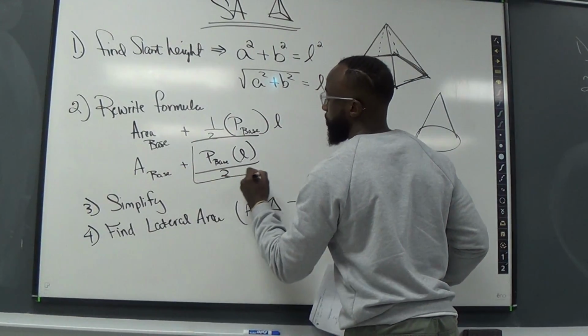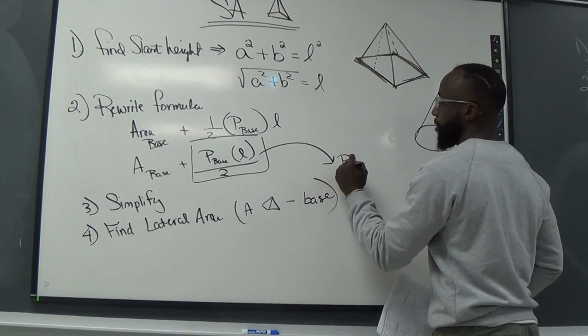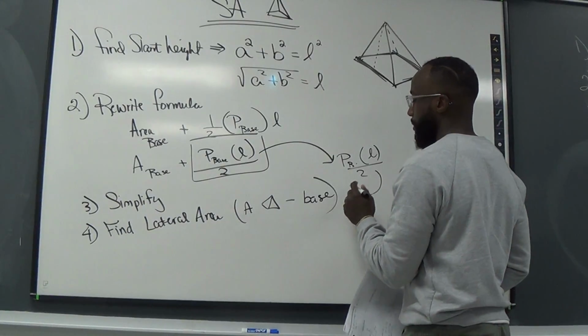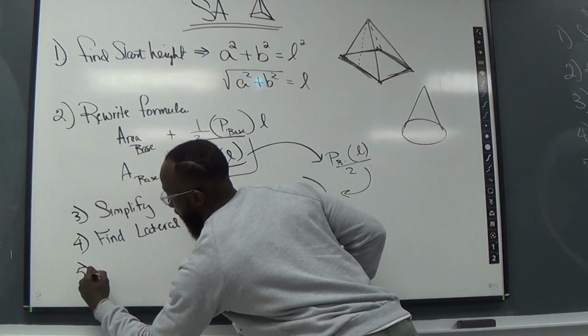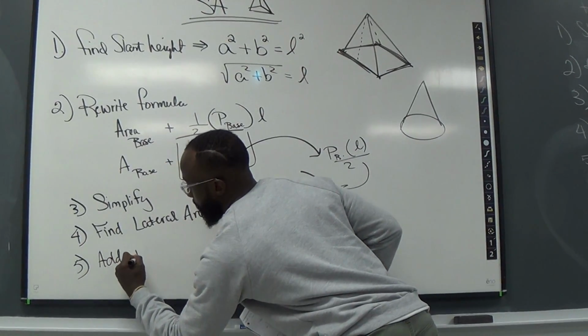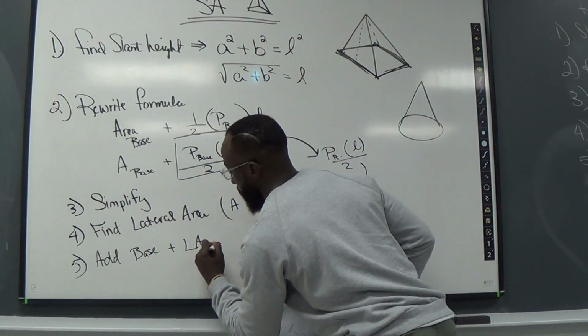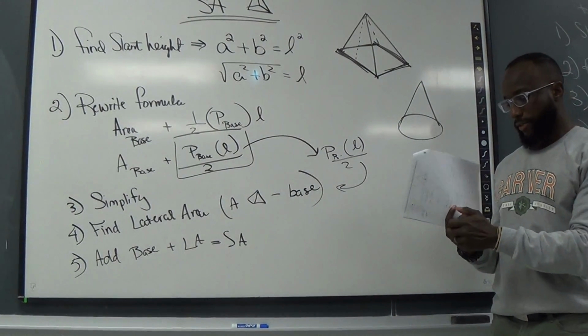And this part is your lateral area. The lateral area is the perimeter of the base times L over 2. That is your lateral area. And then finally, step 5, you add your base, the area of the base, plus your lateral area to get your surface area.